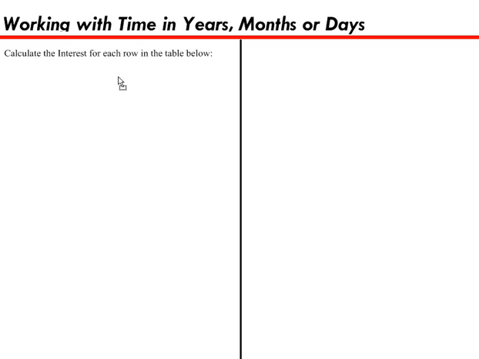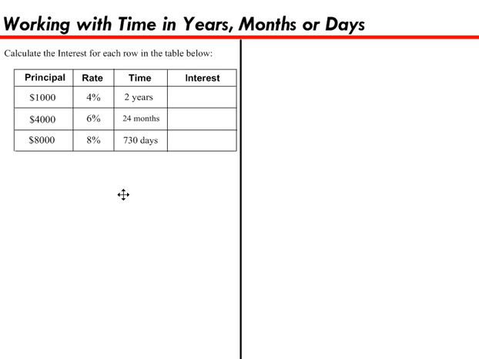Calculate the interest for each row in the table below. And we've been given a table that's set up like this. We've been given a principal, a rate, and a time for 3 separate problems, and we're asked to calculate the interest for each one. However, sometimes the time is expressed differently. Here you see it's in years, here you see it's in months, and then finally in days. So we'll have to do some converting.